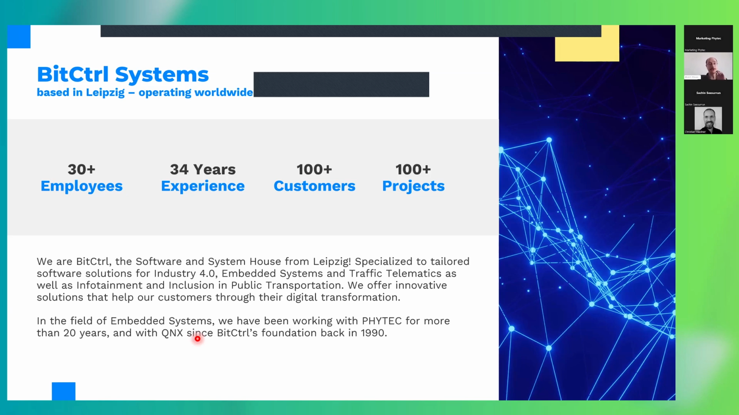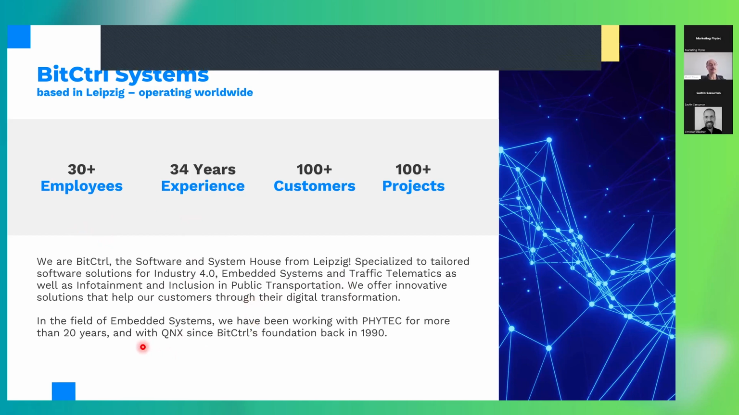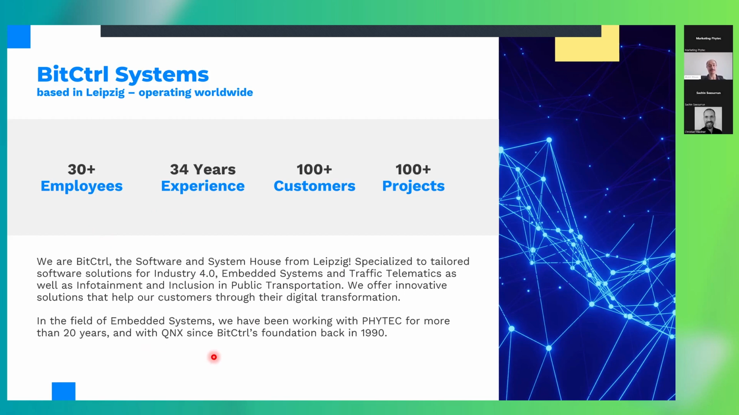Right, about our company, BitCtrl Systems, we are based in Leipzig, in the eastern part of Germany, but operate worldwide. We are a small company, as you can see, but we've been around for quite some time and have done a fair number of projects and a fair number of customers that we have been working with. We have several segments where we operate. Mostly it's the industry sector of embedded systems, traffic telematics, and also infotainment and inclusion solutions for public transportation. Now, in the field of embedded systems, we've been working with Phytec for more than 20 years and with QNX since BitCtrl's foundation back in 1990.